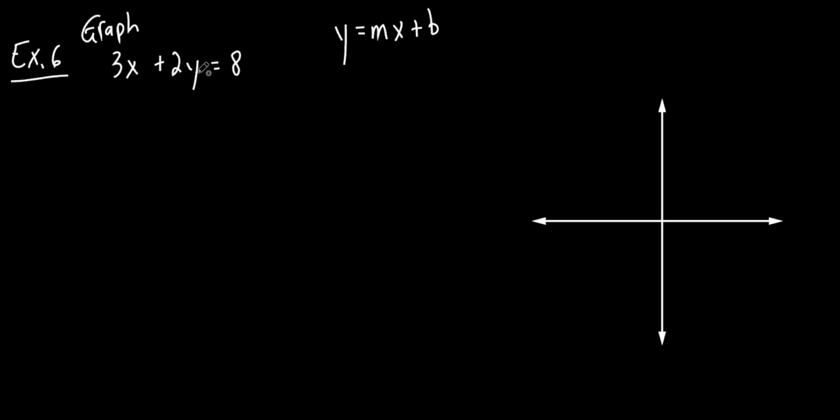All right, so we got to get the y by itself. So what do we have to get rid of? We want the y to stay right there. What do I have to get rid of in order to keep the y right there? The x, right? But it's a 3x, isn't it?